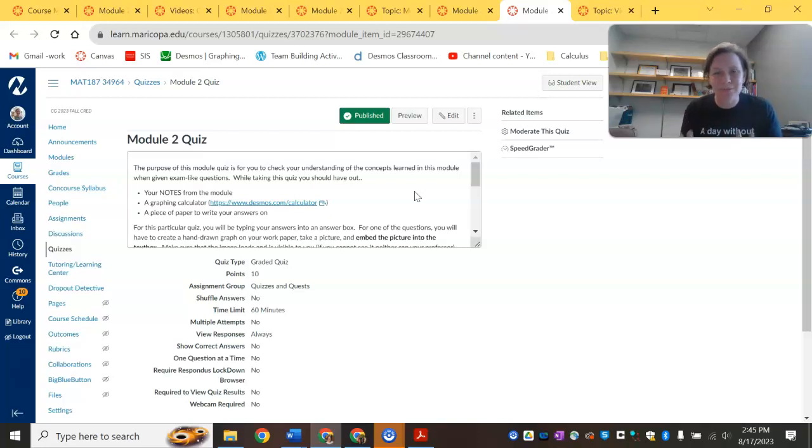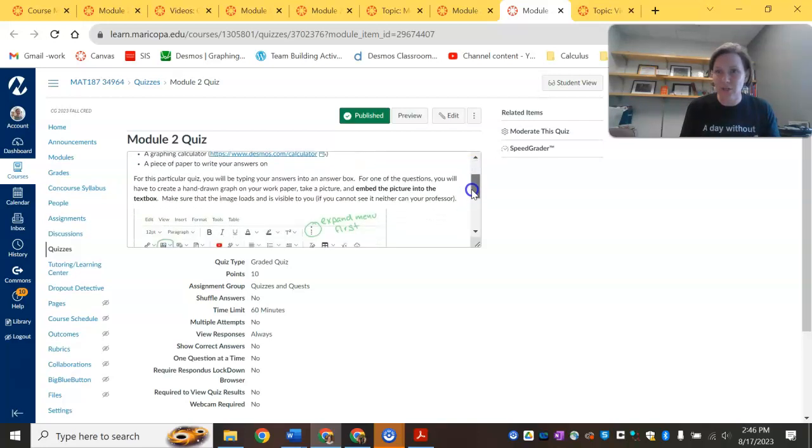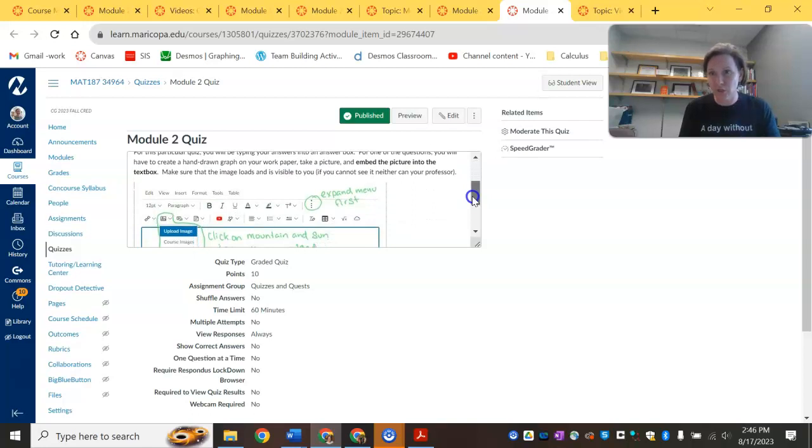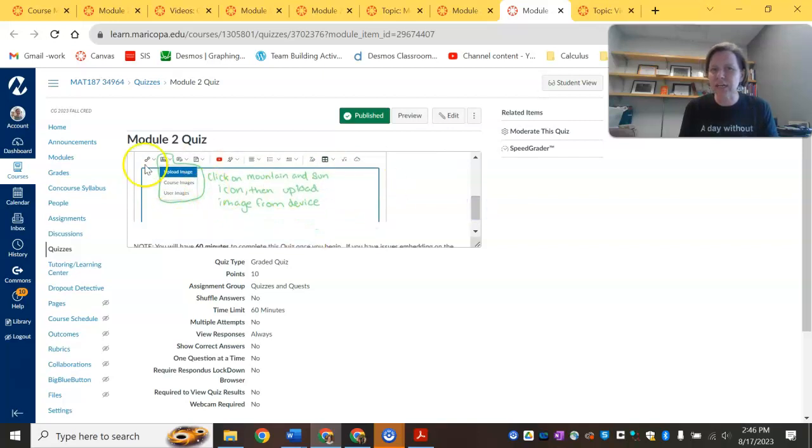That's super important because almost every quiz you are going to be submitting your work, or you're going to need to hand draw something. In this first quiz, just because it's your first quiz, the answer is going to be typed into a text box, and within that text box you will be expected to hand draw a graph, take a picture of it, and embed the picture. That's why in the directions I've given you instructions about how to embed an image.